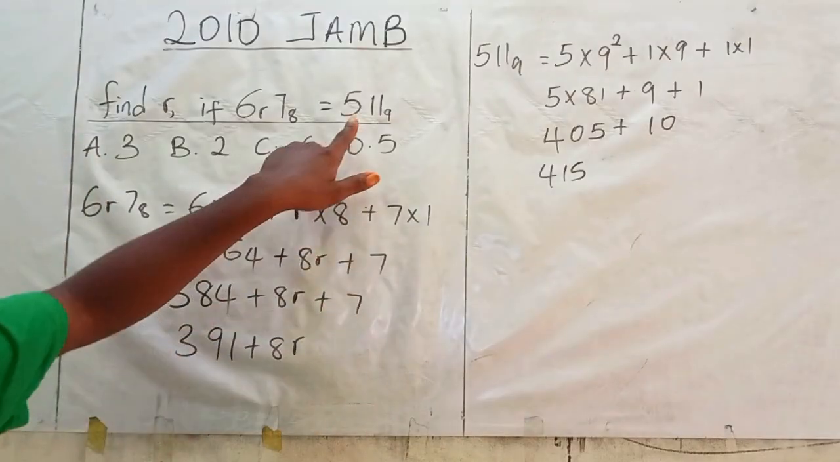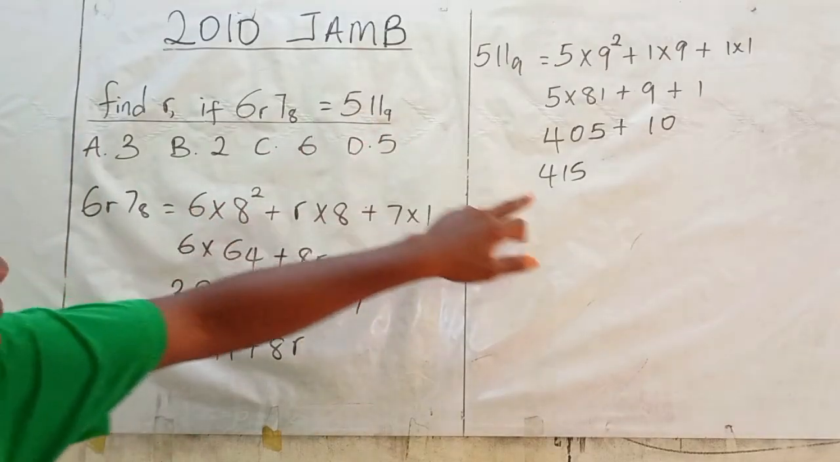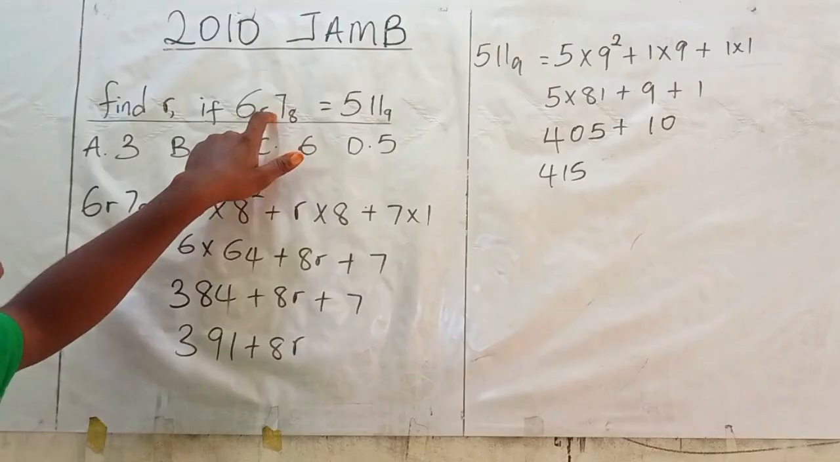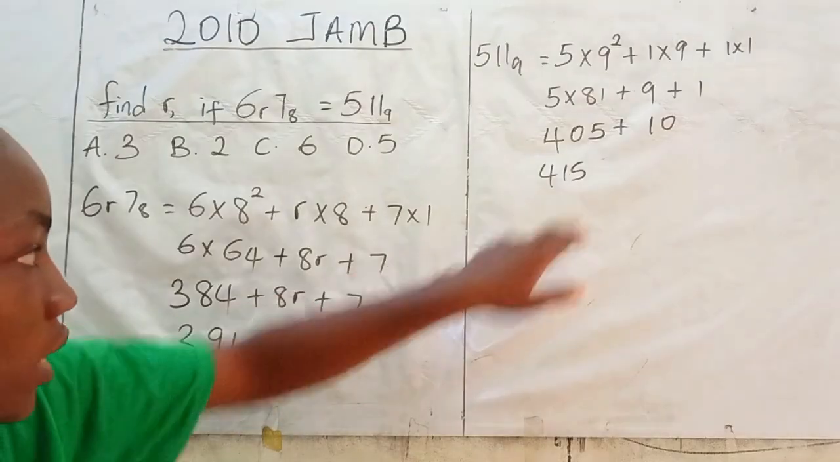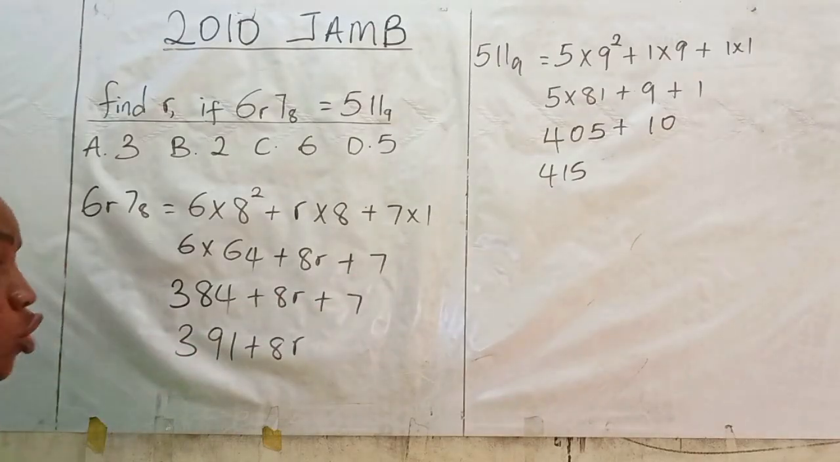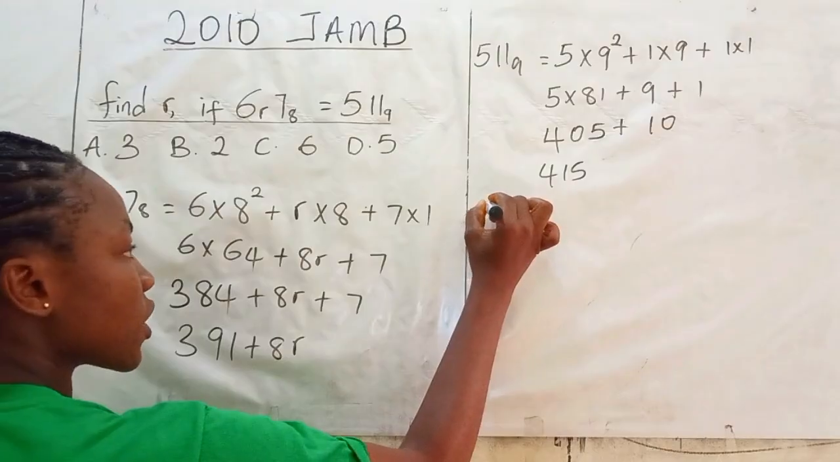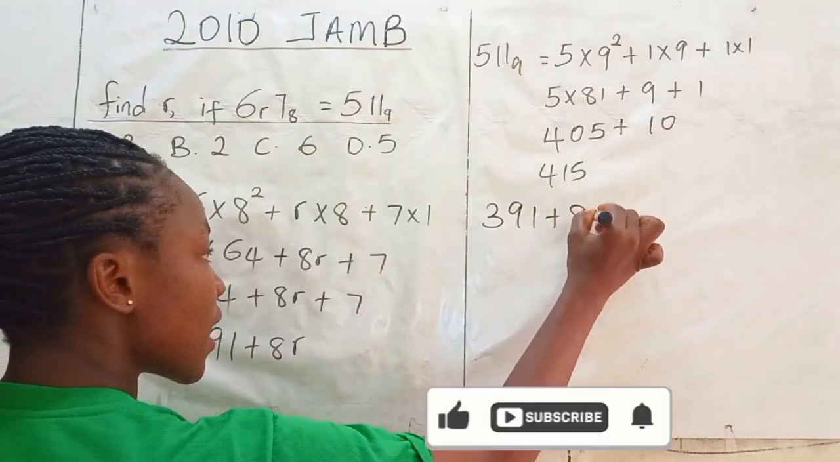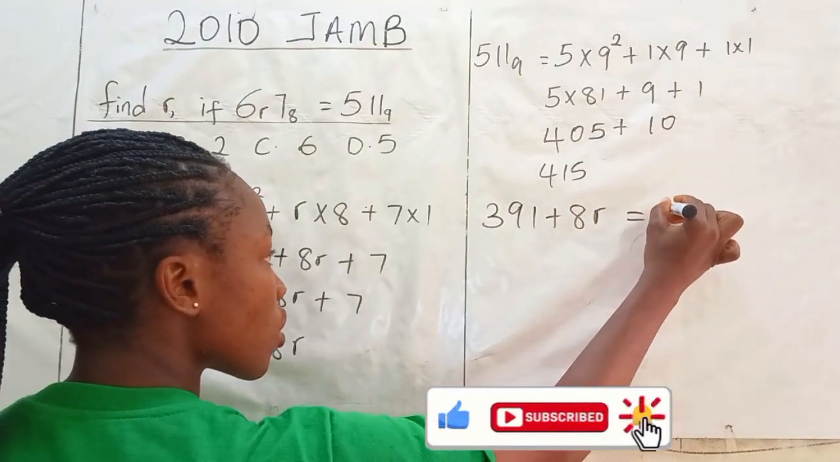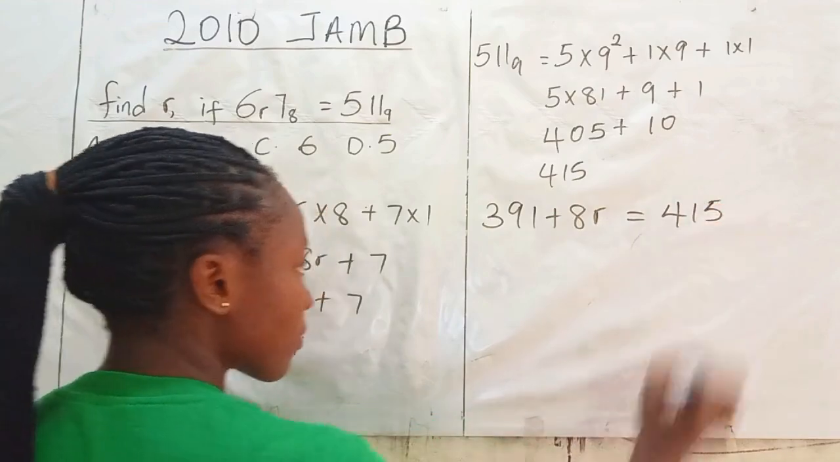Now, we have gotten this in base 10 as this, and equally this in base 10 as this. So let's equate this to this. So we are going to have 391 plus 8R equals 415.